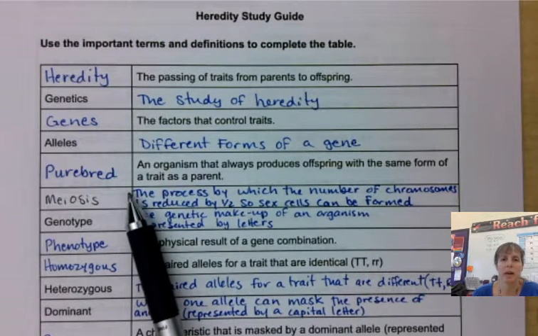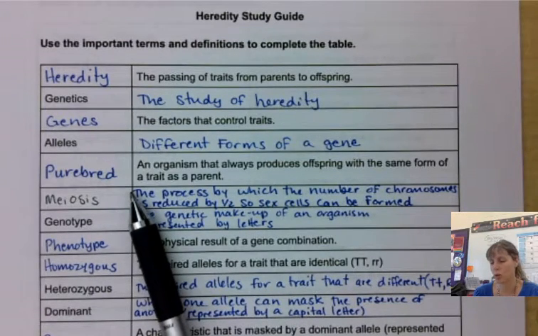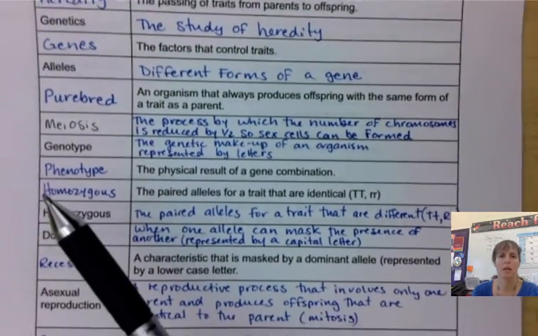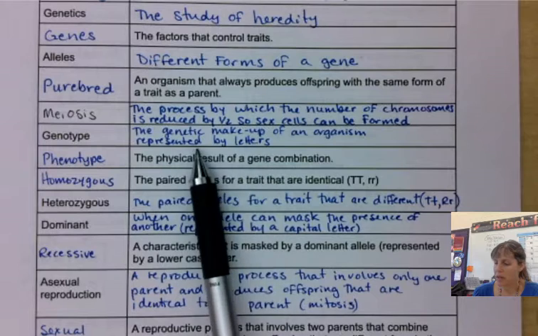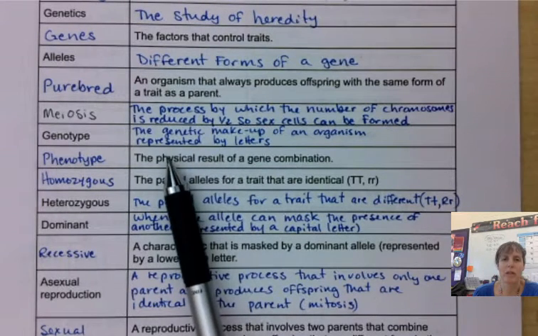Meiosis is the process by which the number of chromosomes is reduced by half, so sex cells can be formed. Remember, this happens with asexual reproduction. Genotype is the genetic makeup of an organism represented by letters. Phenotype is the physical result of a gene combination, like a cleft chin or curly hair, or freckles.